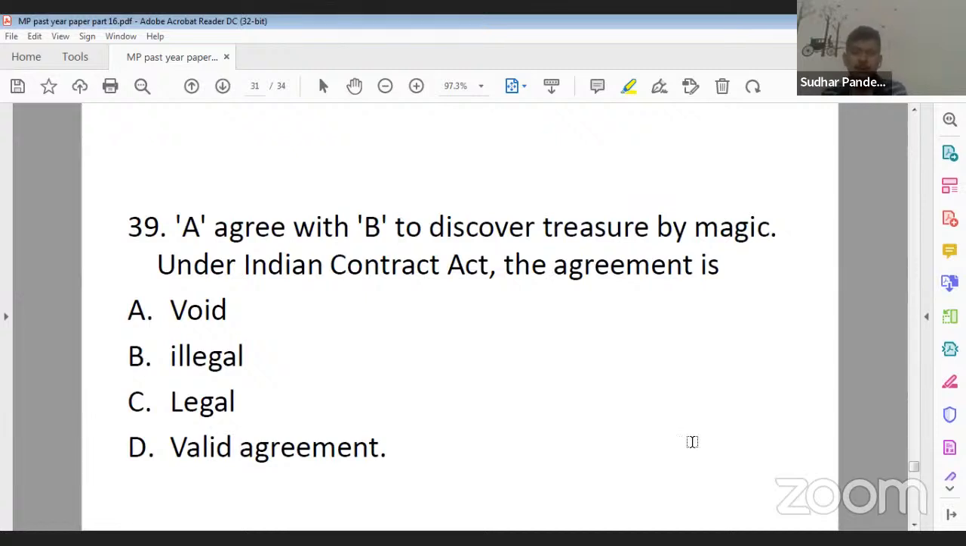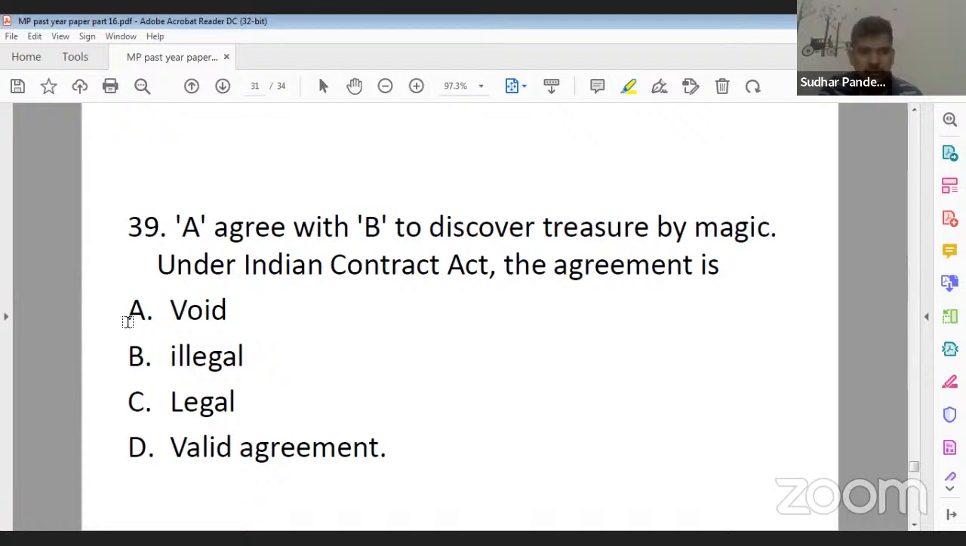A agrees with B to discover treasure by magic. Under the Indian Contract Act, the agreement is: option A, void; option B, illegal; option C, legal; option D, valid agreement. So A agrees with B to discover treasure by magic. Under the Indian Contract Act, the agreement is void, illegal, legal, or valid. What should be the correct answer?